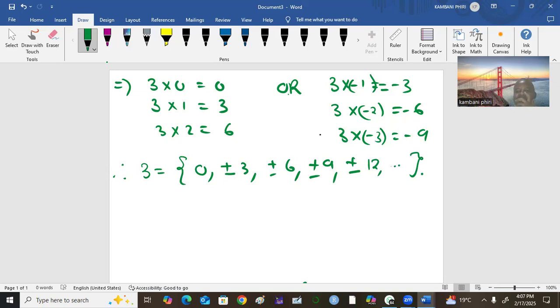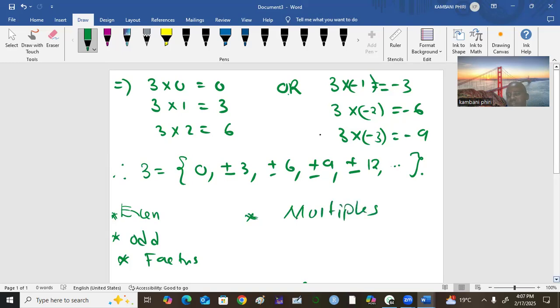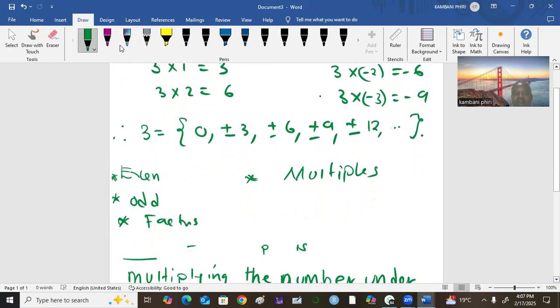I hope you understand. So, in conclusion, we have looked at even numbers, odd numbers, factors, as well as multiples of a number. Okay, this is where we end for this presentation.